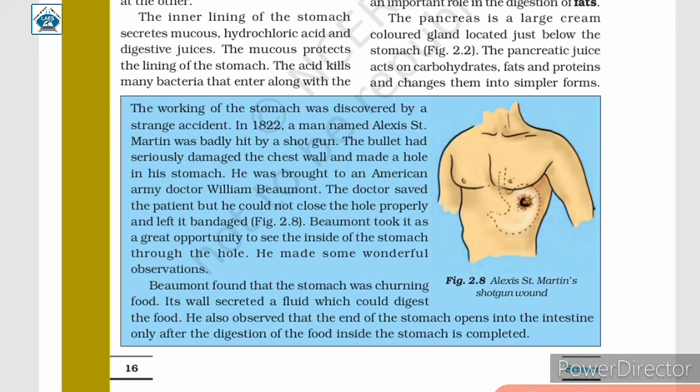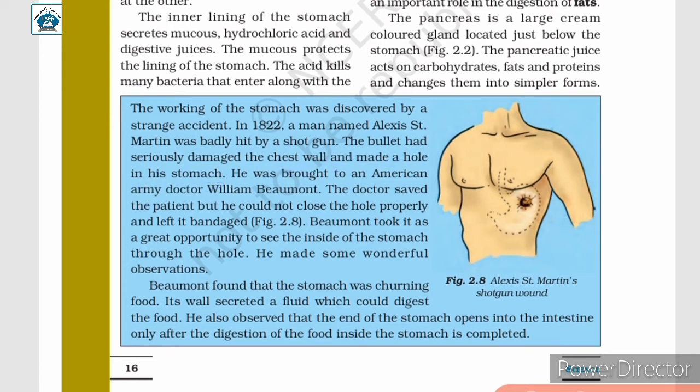Have you wondered how the working of the stomach was discovered? Let us read further to understand this. The working of the stomach was discovered by a strange accident. In 1822, a man named Alexis Saint Martin was badly hit by a shotgun. The bullet had seriously damaged the chest wall and made a hole in his stomach.